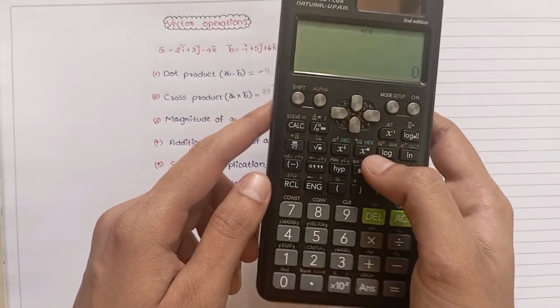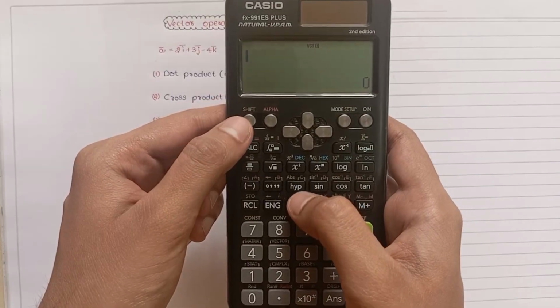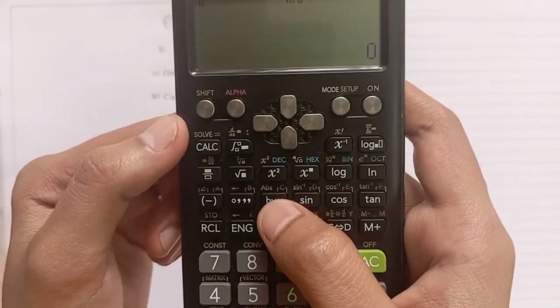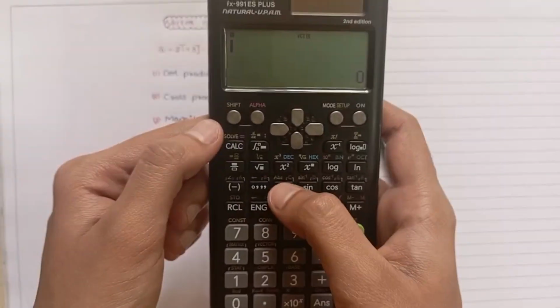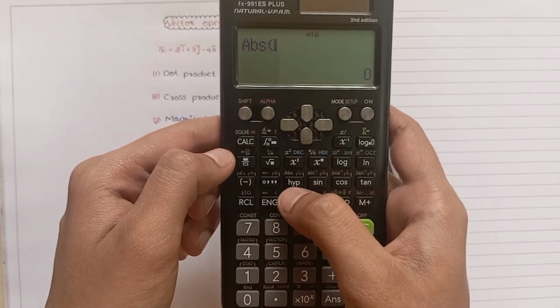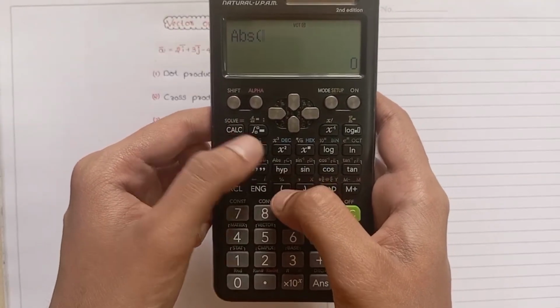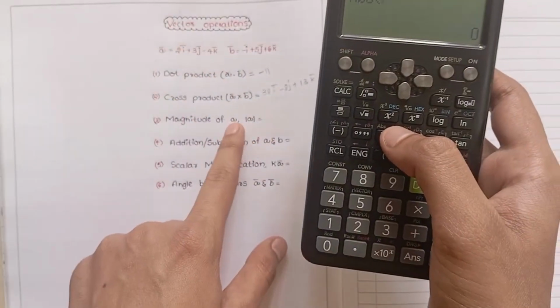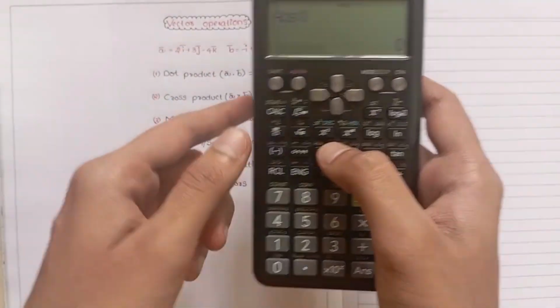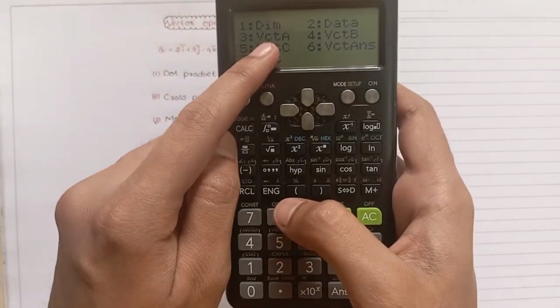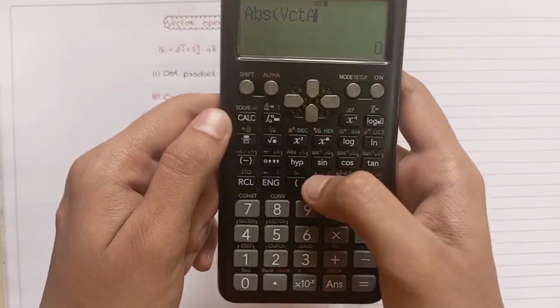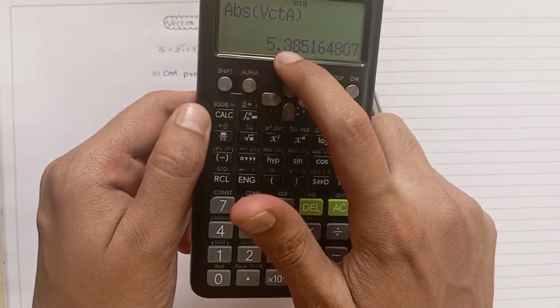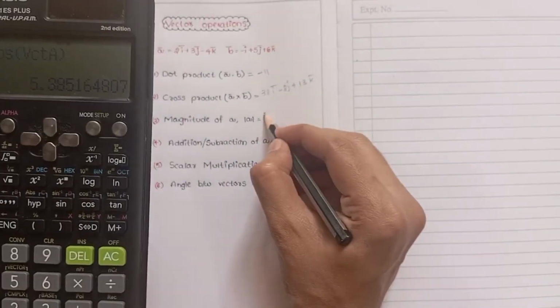To find the magnitude, press shift plus the hypotenuse key, h5p, here we see the abs, absolute value. If you press this button, we will get abs. For which vector do we have to find the magnitude? Vector a. So again press shift plus 5 and select vector a. We will get the magnitude as 5.38.